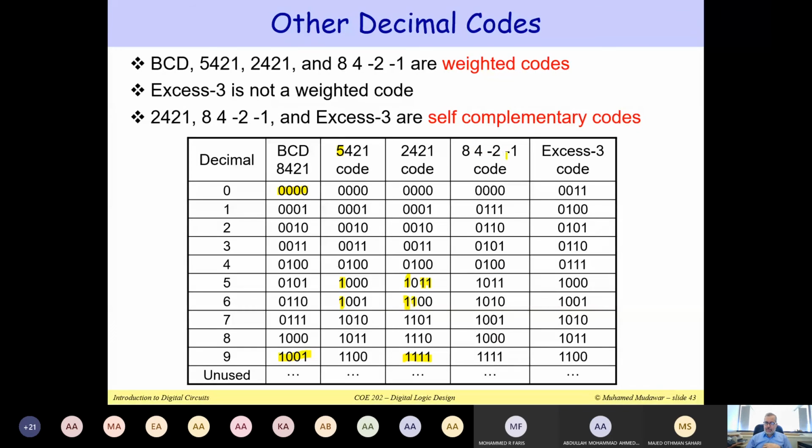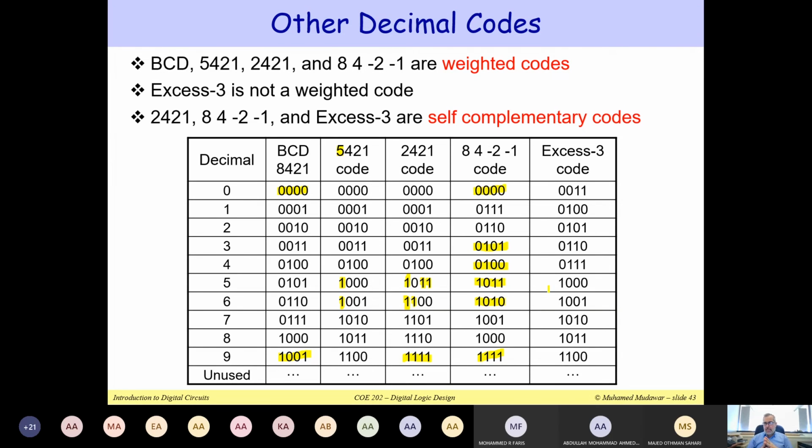Notice that the 8, 4, -2, -1 code is also self-complementary. Look at the bits of the codes for 5 and for 4. If you complement 0, 1, 0, 0, you will get 1, 0, 1, 1. So notice that 5 is the complement of 4, and 6 is the complement of 3, and all the way to 9, which is the complement of 0.